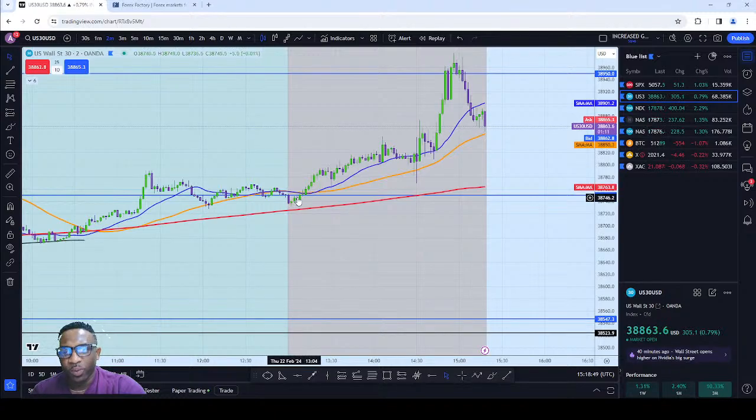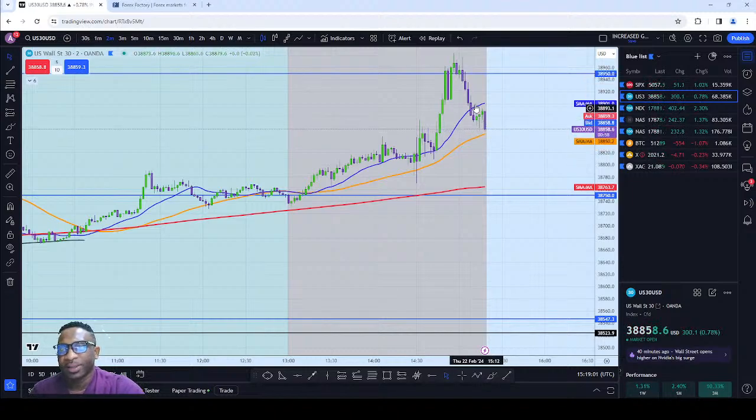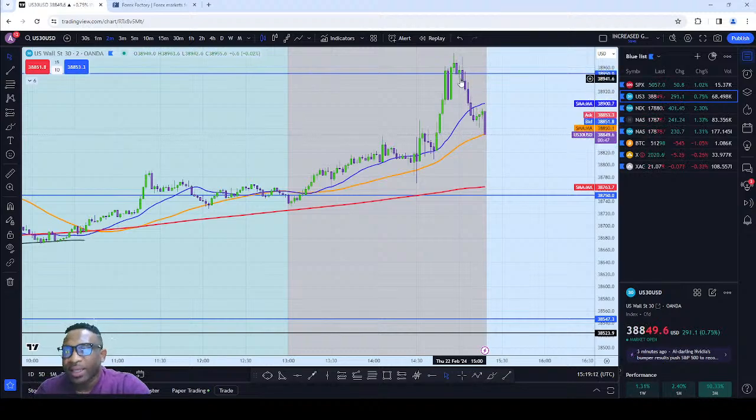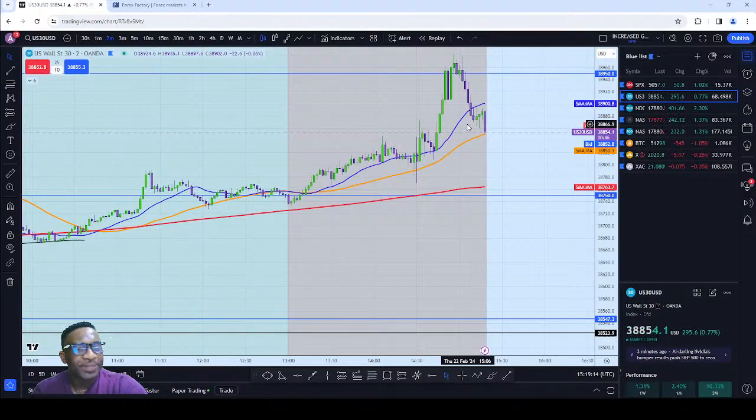So if you took out these trades when it gave us the event, this is an area you should have taken your profit before it started pulling back. The moment the last green candle was taken out, that is where you look out to take your profits. You look out to bag your profits and wait for the next opportunity that will come up.